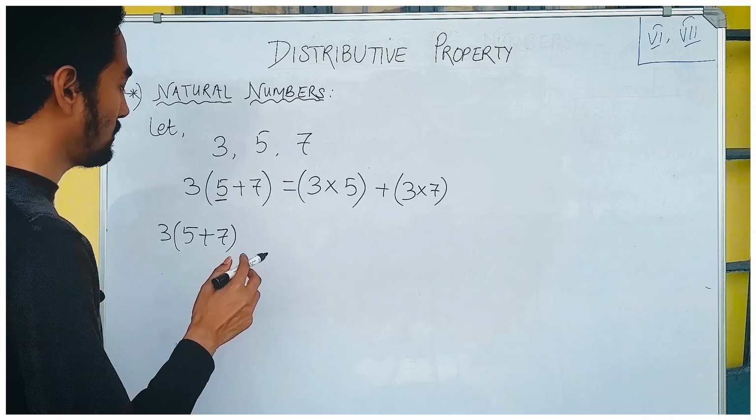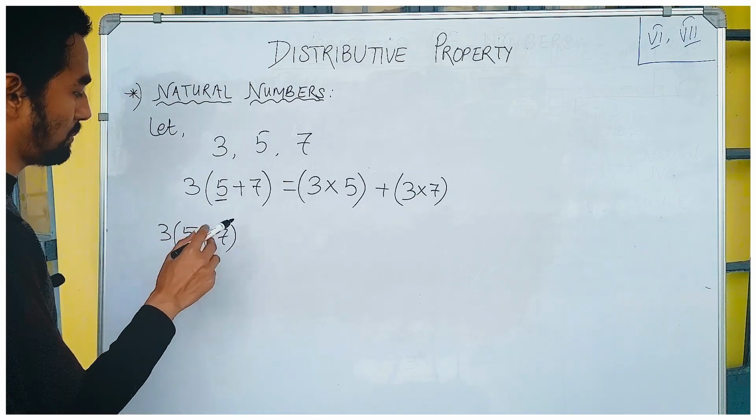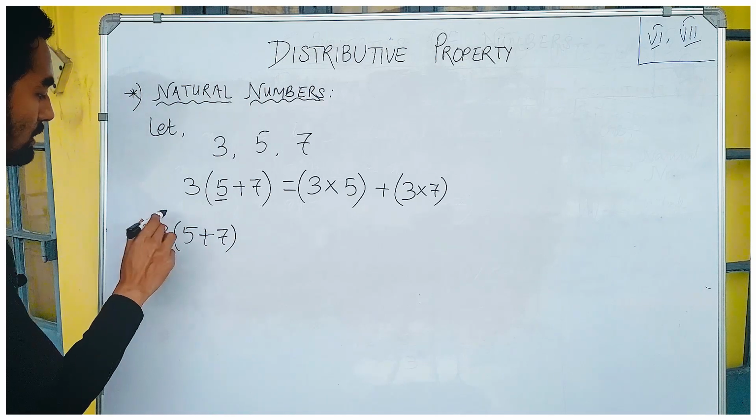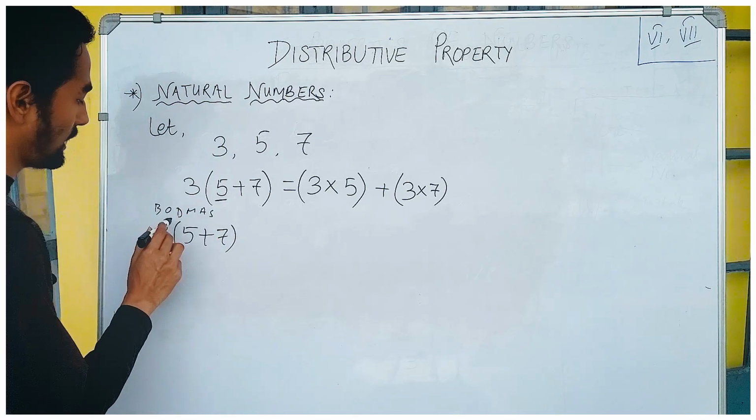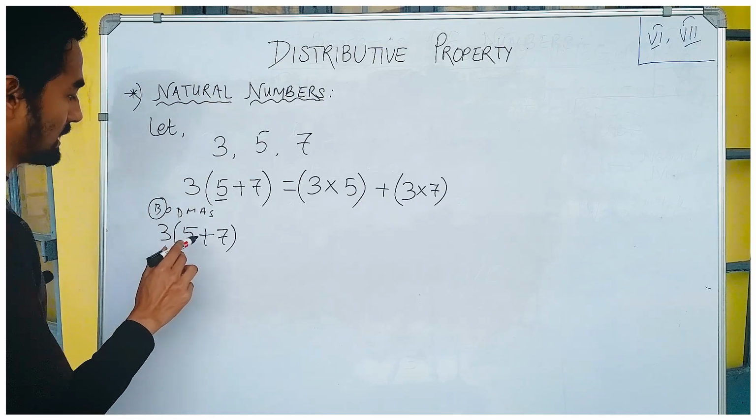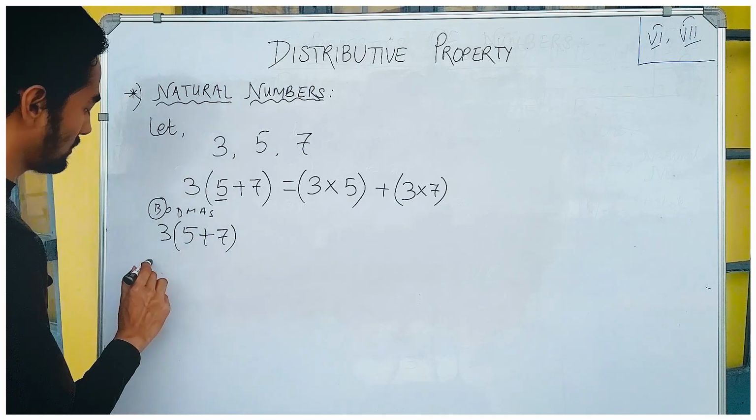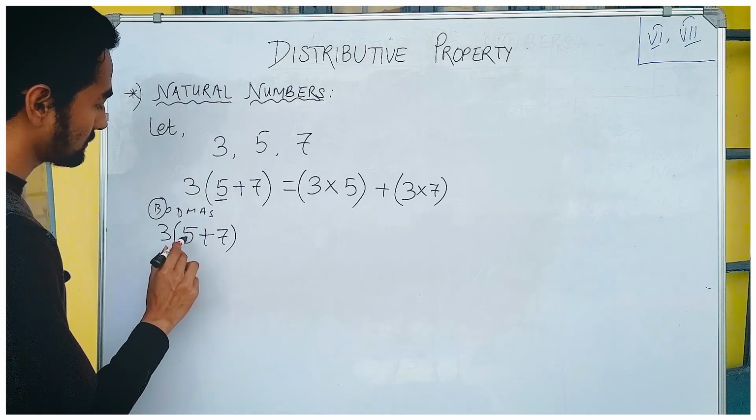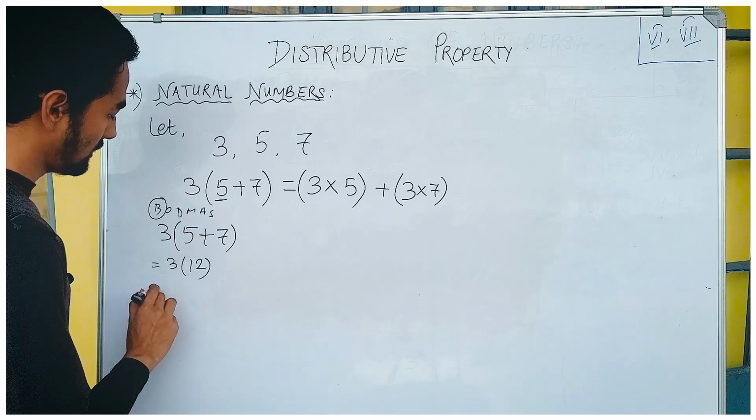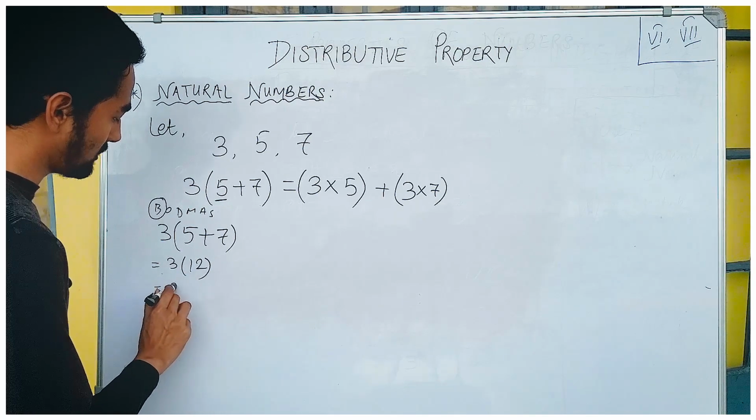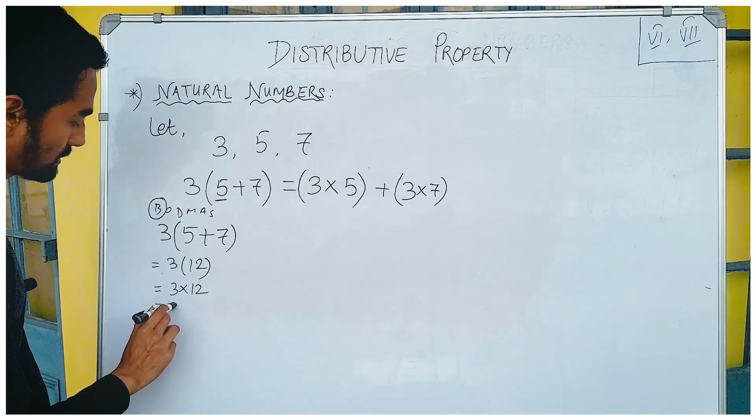We have to compute the operation inside the bracket first according to the BODMAS rule. So we have been given a bracket, and inside the bracket, whatever numbers are there, we'll do that operation first. So here we have 3 into 5 plus 7, which is what? 12. Bracket 12 means 3 into 12. Everybody must know this. 3 into 12 is 36.